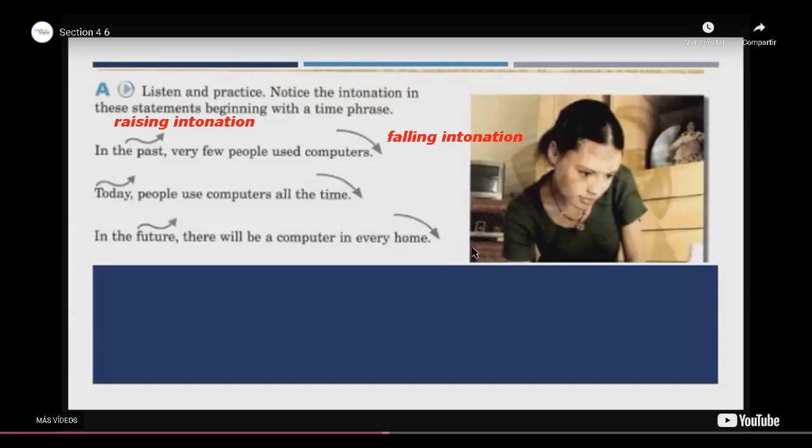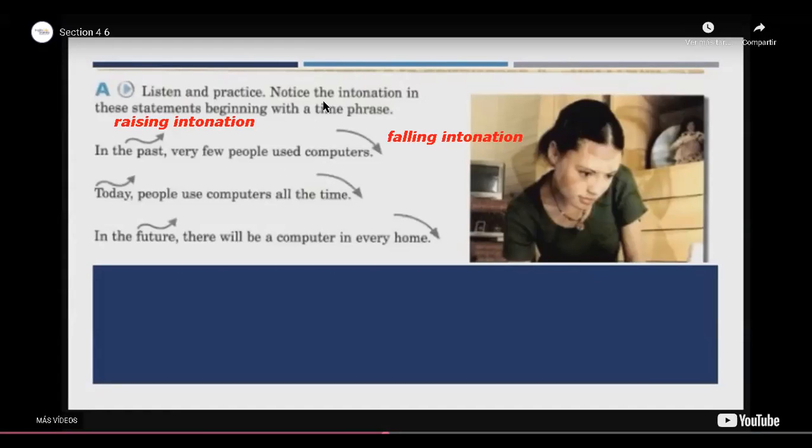Let's see. Claudia, do you want to try? In the past, very few people use a computer. Today, people use computer all the time. In the future, there will be a computer in every home.